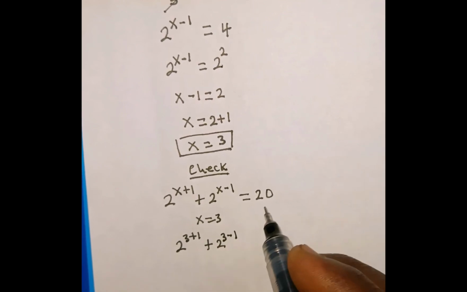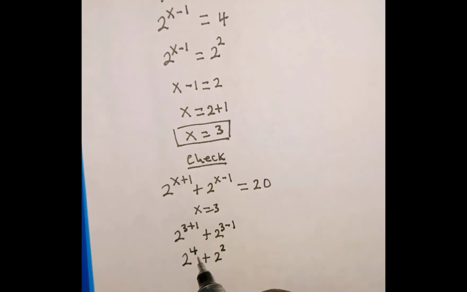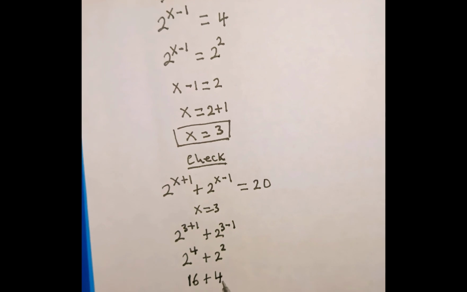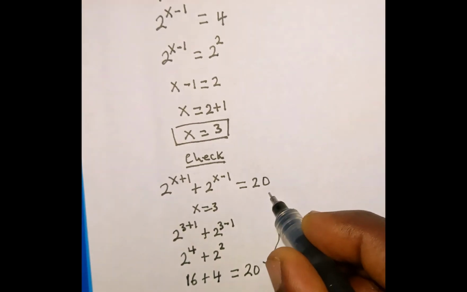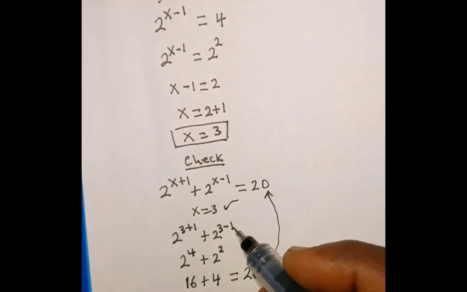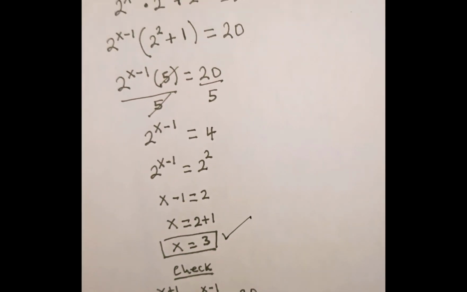So let's simplify this, to see whether it's going to give us the right hand side. 2 raised to the power of 3 plus 1 is going to give us 4, then plus 2 raised to the power of 3 minus 1 is going to give us 2. So what is 2 raised to the power of 4? It implies 2 multiplied by itself 4 times, which is going to give us 16. Then plus 2 raised to the power of 2 is going to give us 4. And 16 plus 4 is going to give us 20. So therefore, the left hand side is the same as the right hand side at x equal to 3. So now we can say truly 3 is the value of x that satisfies this given equation.